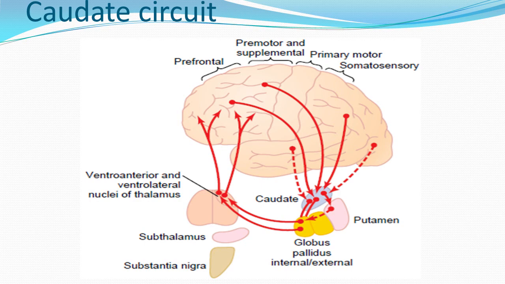See, this is the caudate circuit. From the association areas, it passes to the caudate. From the caudate, it passes to the putamen, then the globus pallidus internus. From the internus to the ventroanterior and ventrolateral nucleus, and then to the prefrontal cortex. This is the prefrontal cortex. Only the globus pallidus internus is connected with the thalamus.